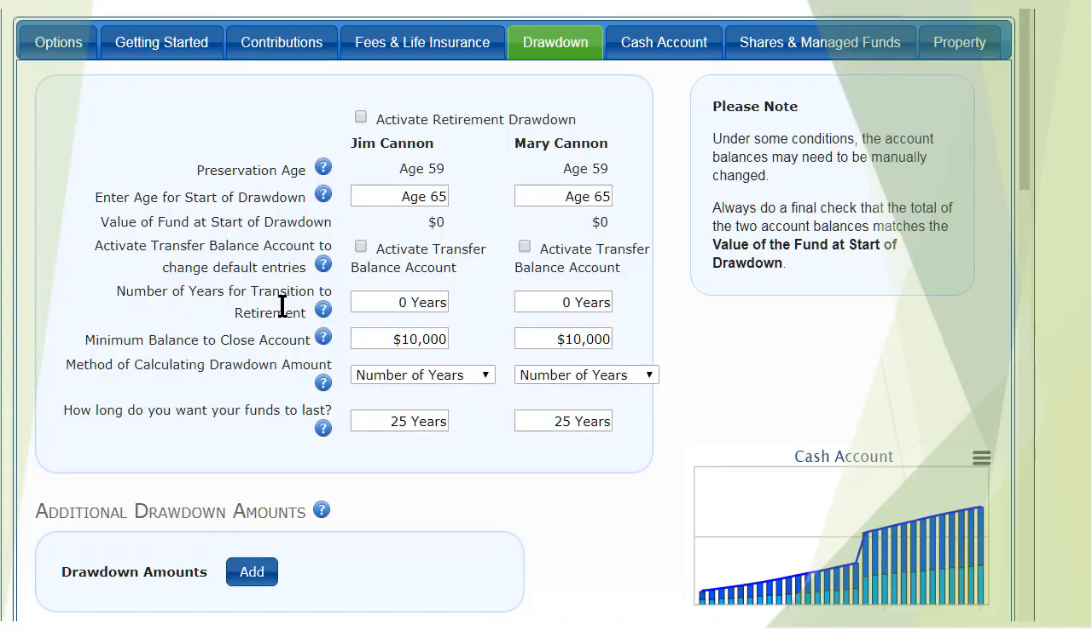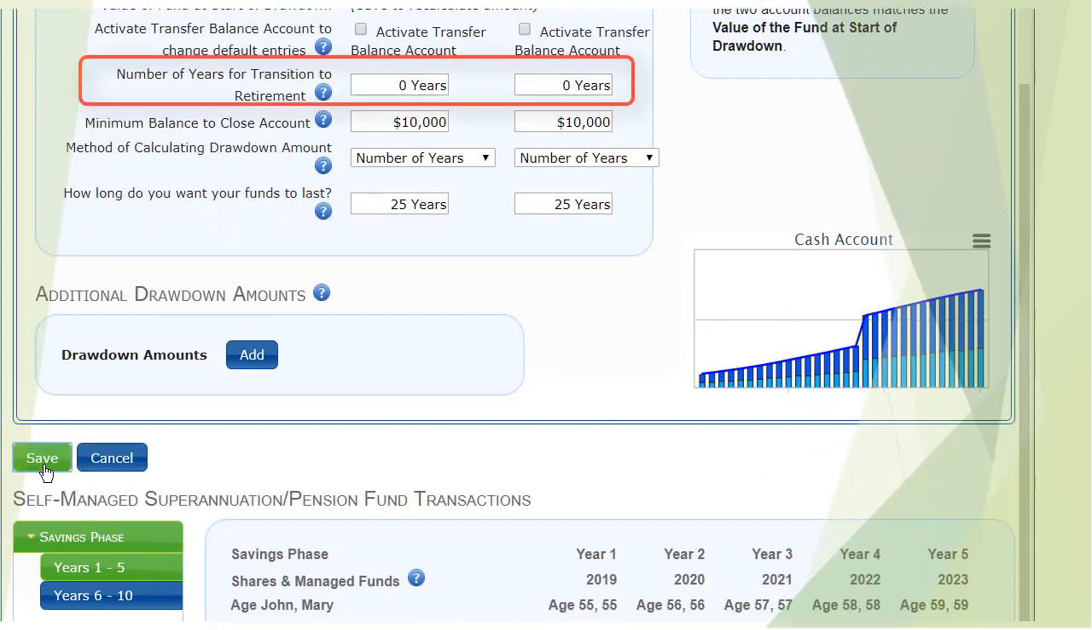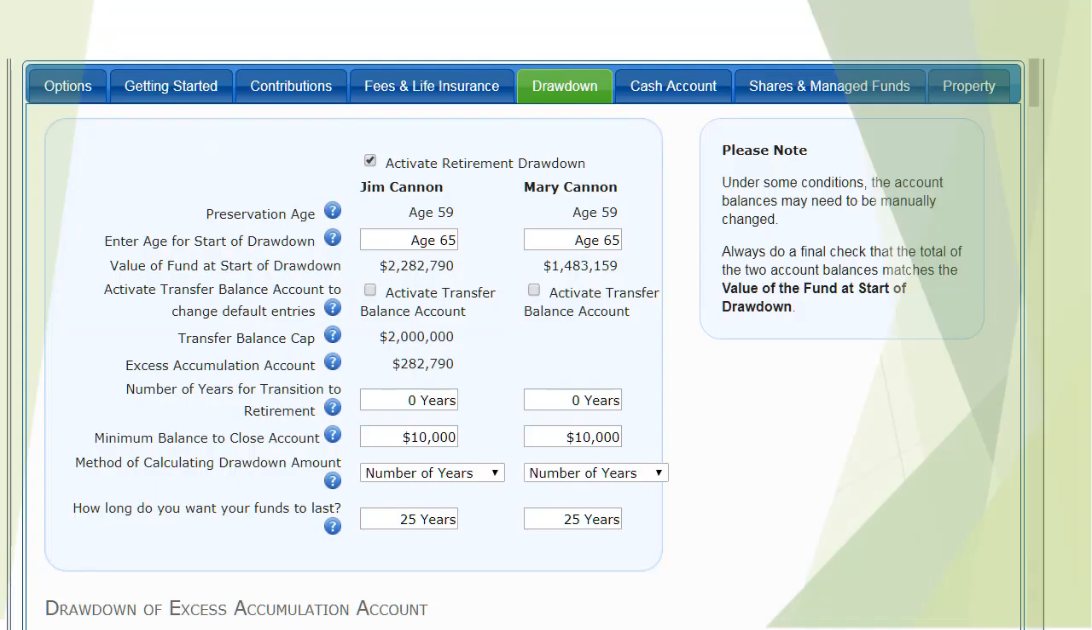The program automatically ceases all contributions once the drawdown is activated. To continue making contributions, the number of years for transition to retirement should be entered. In this plan, the value of John's account exceeds the index transfer balance cap. The program has automatically allocated $2 million to the transfer balance account, with the balance held in the excess accumulation account, which will continue to pay tax on income and capital gains tax.